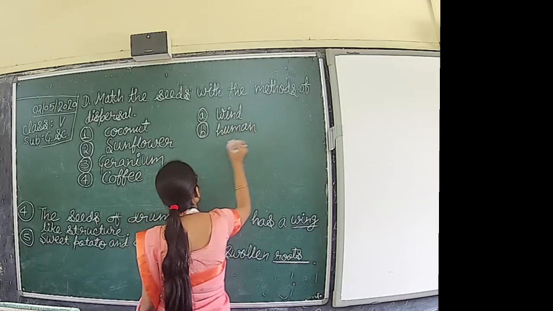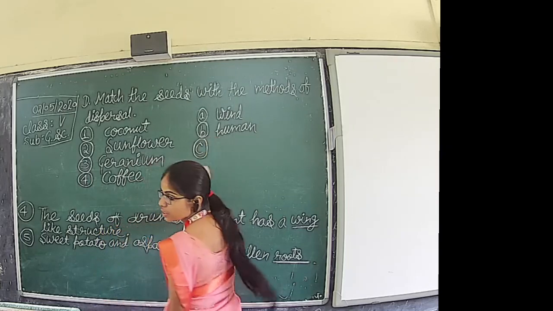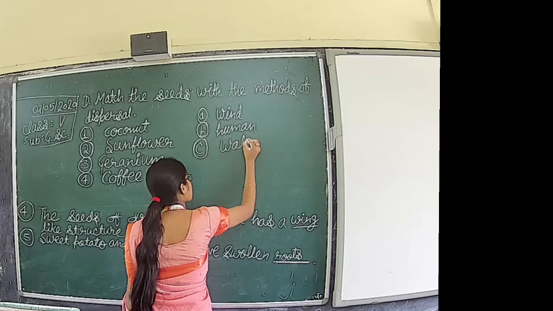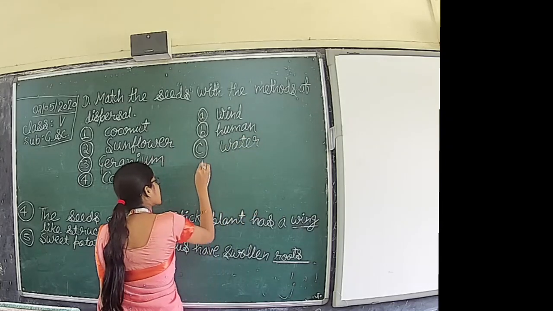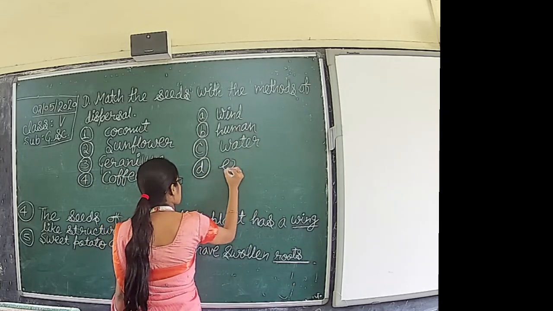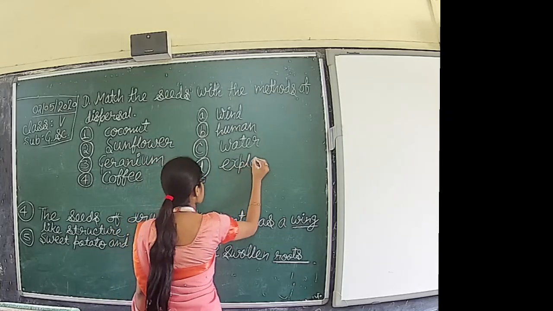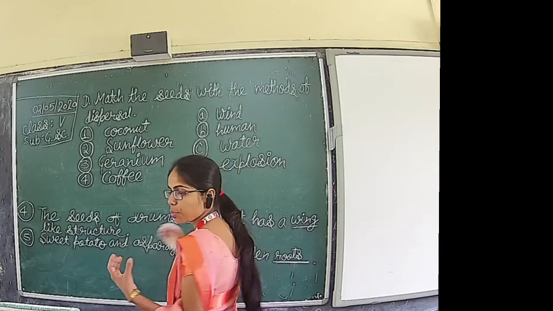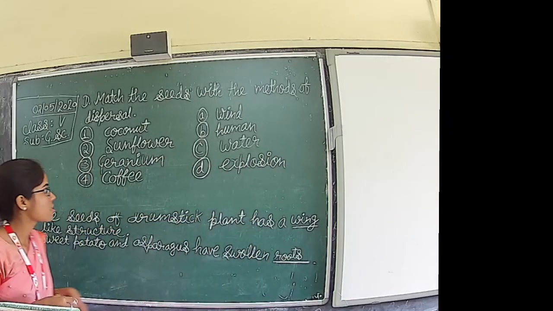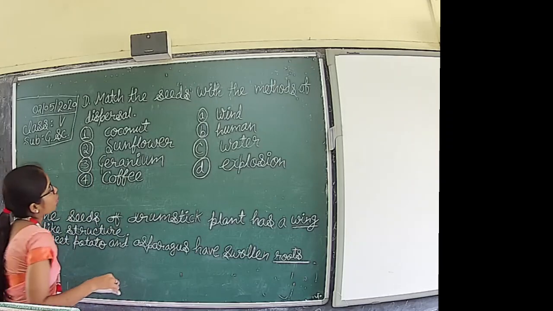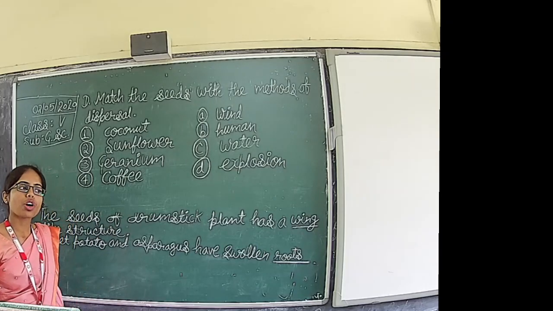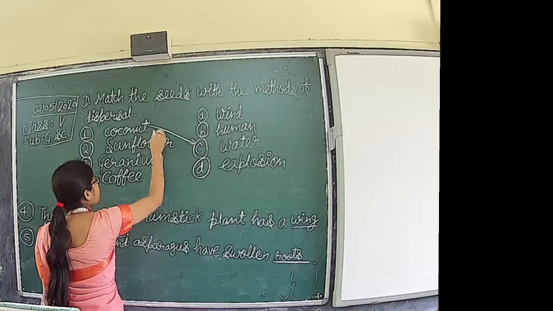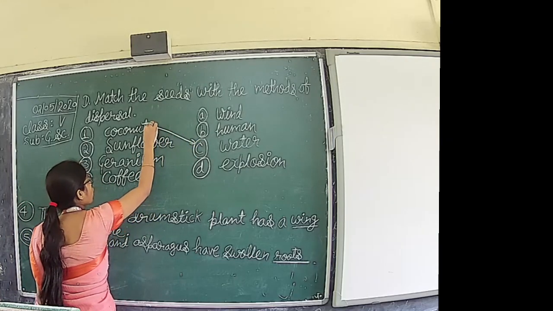And the third agent is water. And the last agent is explosion, which means the force of these bursts out and the seeds get exploded in all directions. We know that coconut is a plant which grows on the sea coast, so it will be dispersed by water.